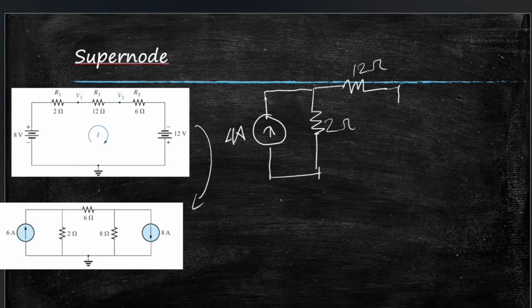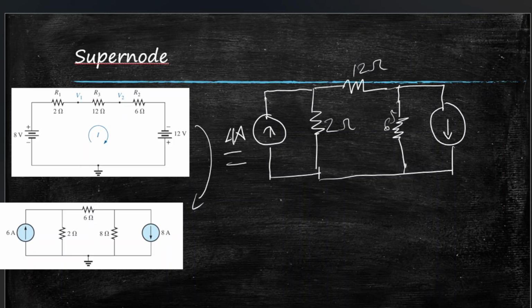12 volts will again be converted to a current source with this direction, because the positive side is downward in the voltage source, and there will be a resistor in parallel with it, which will be this R2, so 6 ohms. Here we have the same circuit, just with different sources, and this will be 12 volts, so I is equal to V over R, 12 over 6, so it will be 2 amperes.